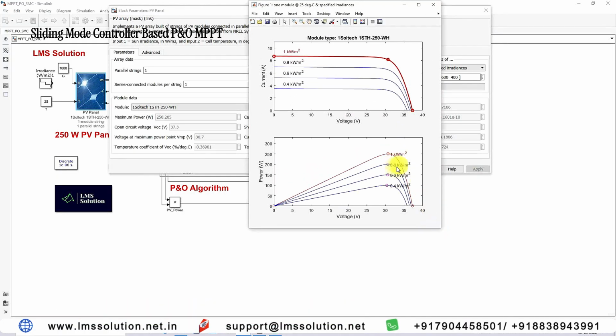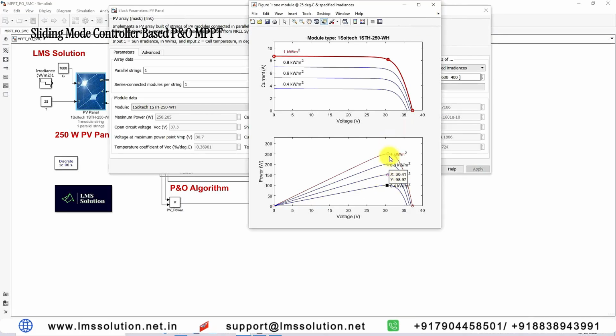For different irradiation conditions, the peak point will vary. For example, for 1000 watts per meter square, the peak power is around 250.2. For 800 watts per meter square, the peak power is 199.9 watts. For 600 watts per meter square, the peak power is 149.6. For 400 watts per meter square, the peak power is 98.97 watts. Depending upon the irradiation level, the peak point varies.